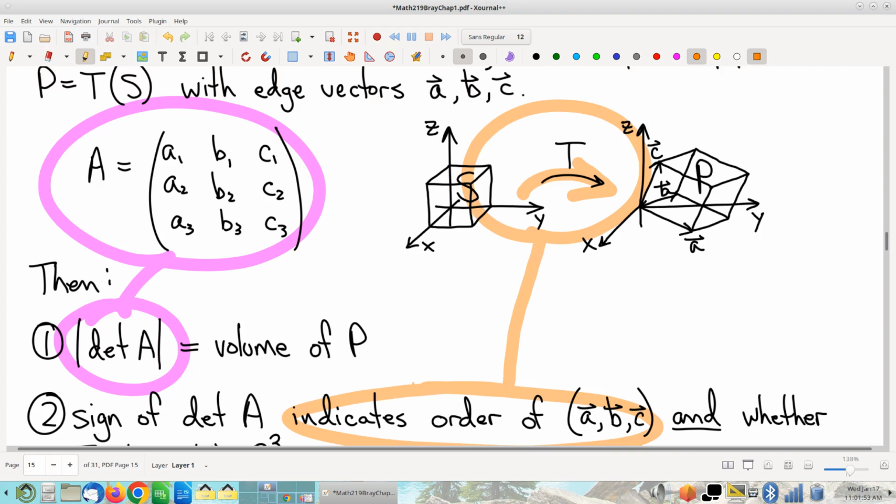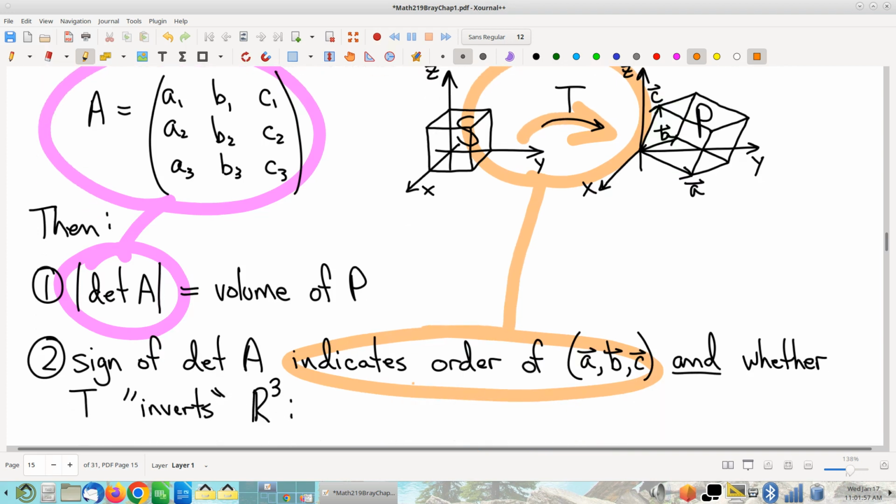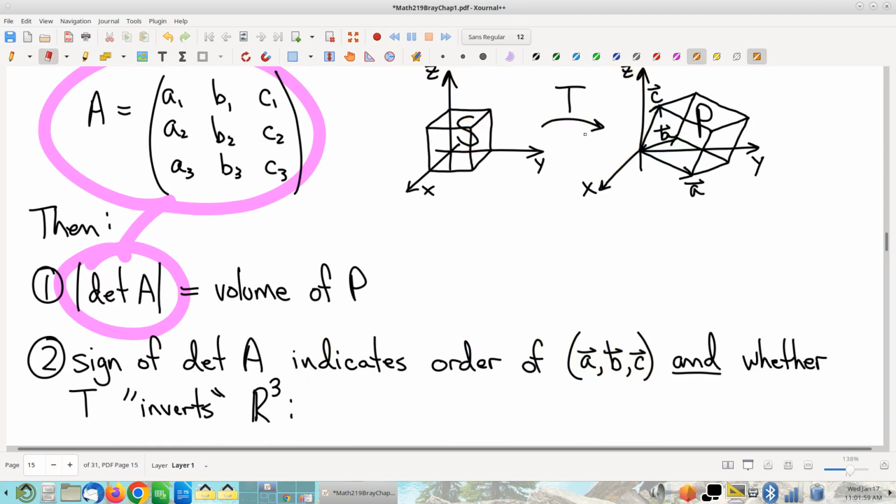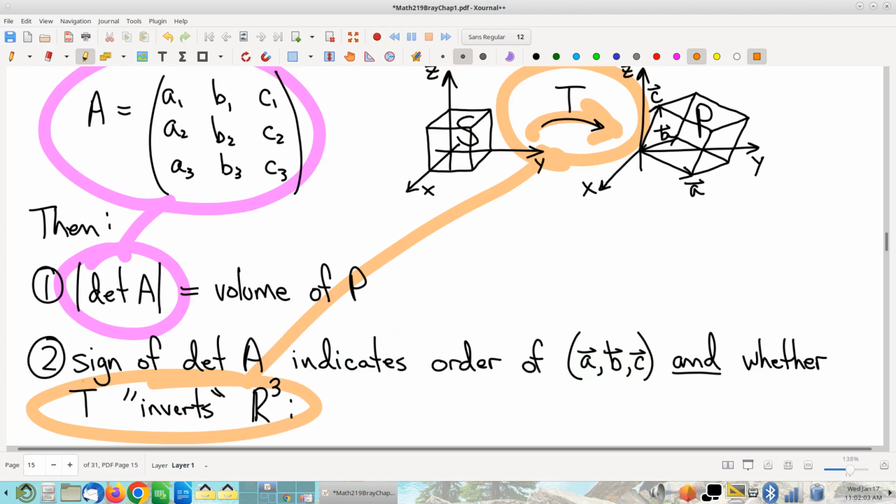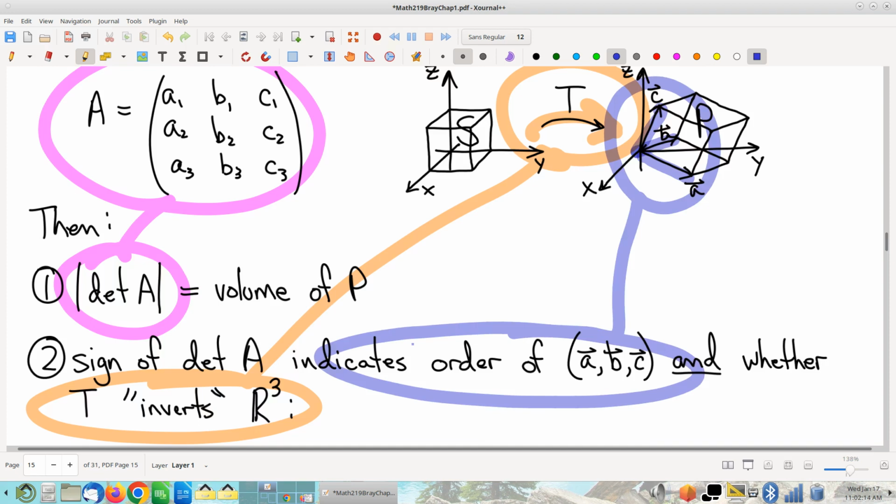Either does or does not have a flip in it. Oh, I circled the wrong thing. Sorry. The linear transformation either does or does not have a flip, corresponding with whether the list A, B, C is right hand, left hand, or neither. So, same results. Right? Here's the specifics.